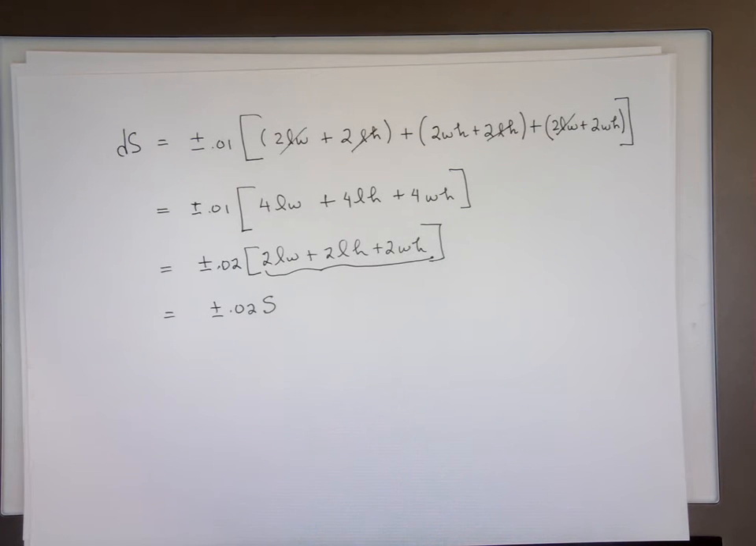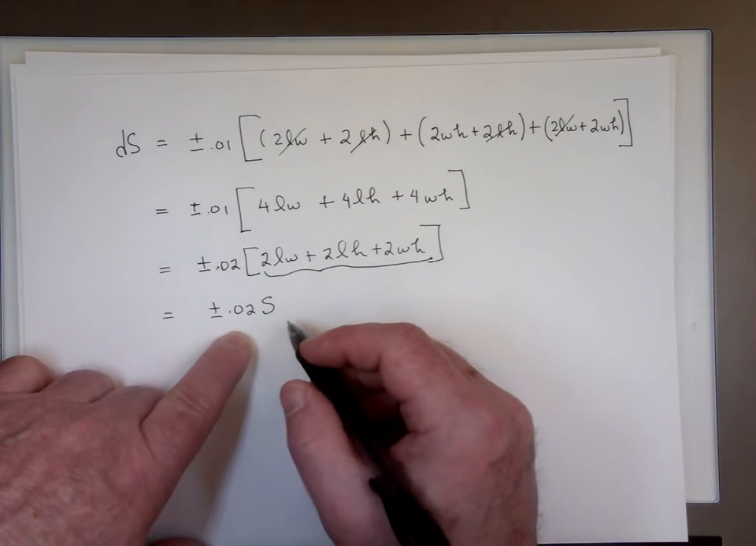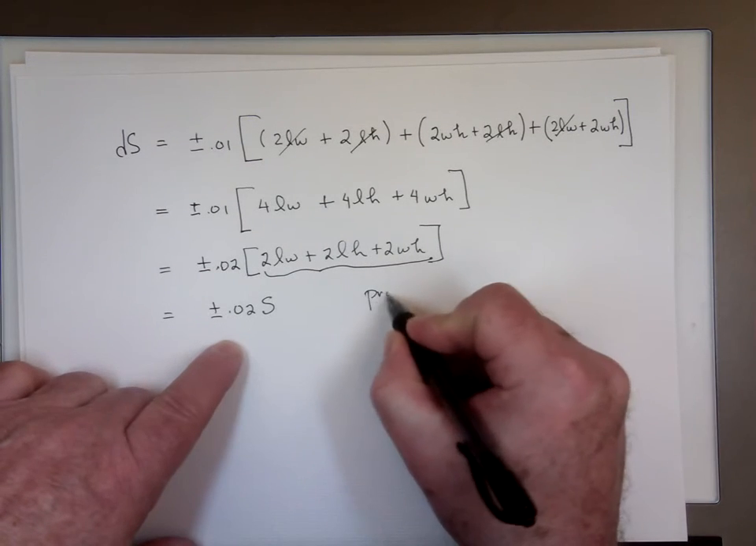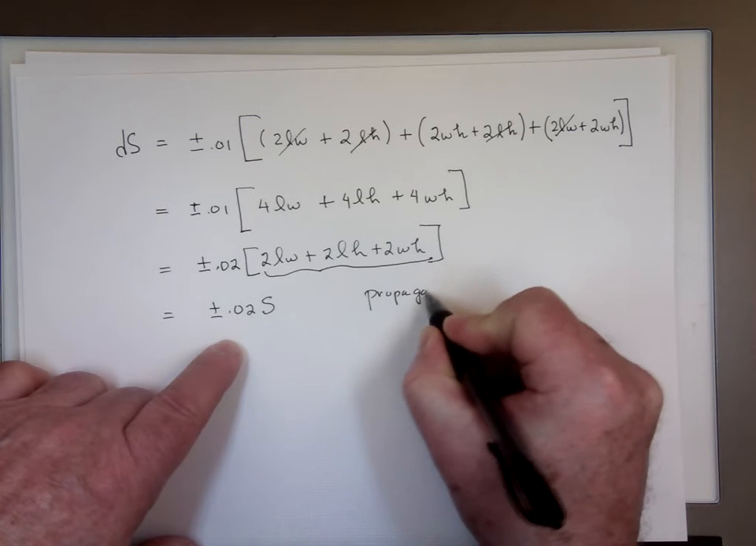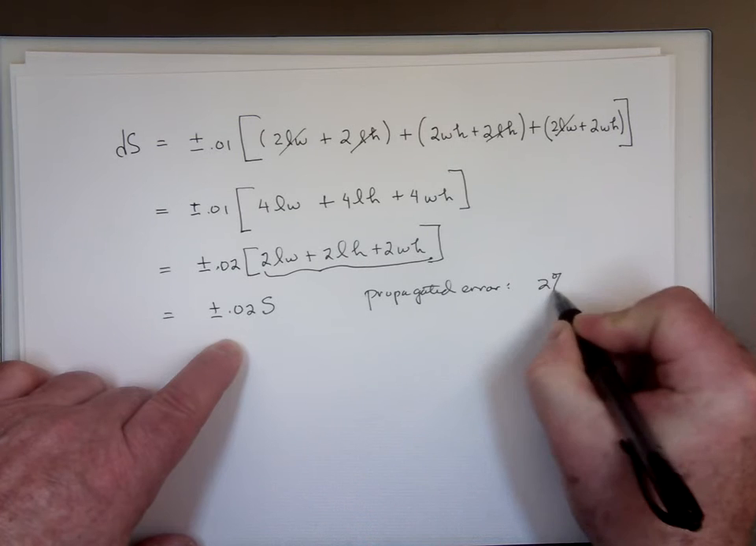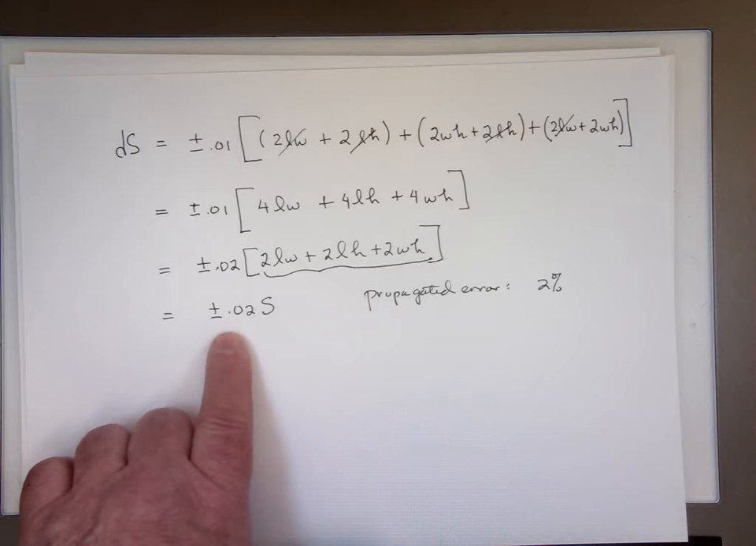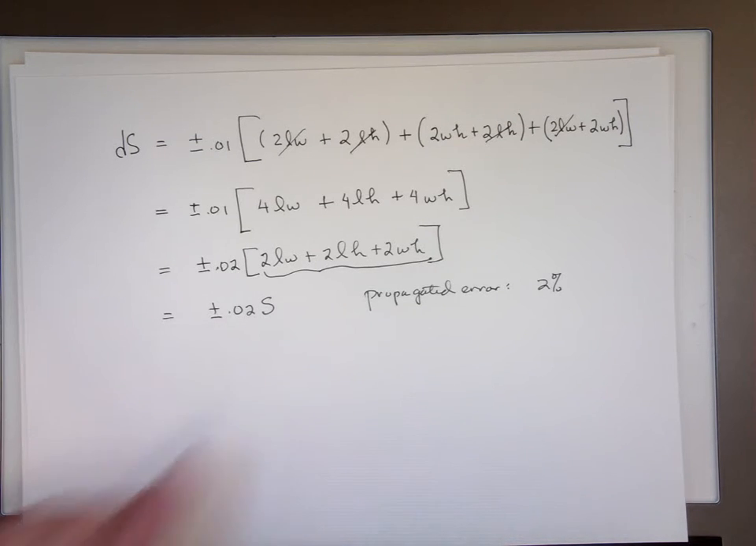Okay, that's pretty cool. All right, but anyhow, what does this tell us? This tells us the following. That the error, the propagated error, is 2%. Okay? That's a 2% error. It's plus or minus 0.02 times the calculated surface area. That's the propagated error, 2%.